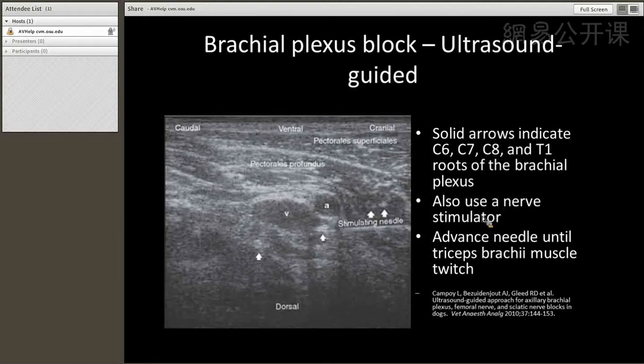I am not an ultrasonographer. If somebody were to point that out and tell me, yep, that thing right there, that's a nerve, I would believe them. But I'm not sure that I would pick that up on my own.